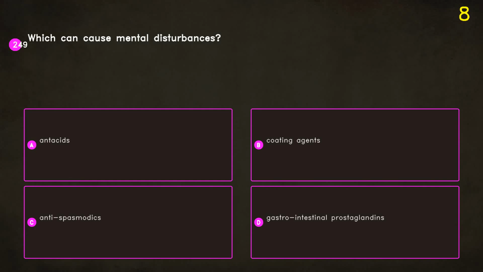Question 249. Which can cause mental disturbances? A. Antacids. B. Coating agents. C. Antispasmodics. D. Gastrointestinal prostaglandins. The correct answer is antispasmodics.